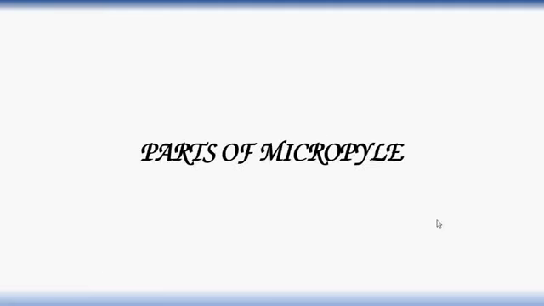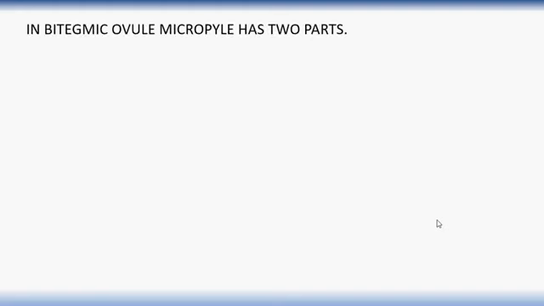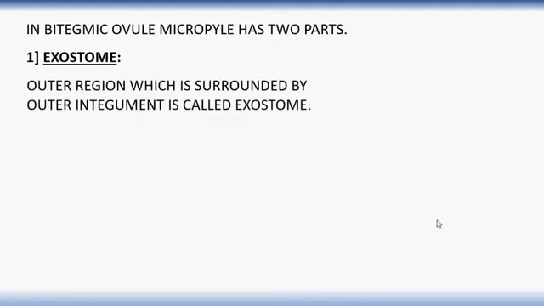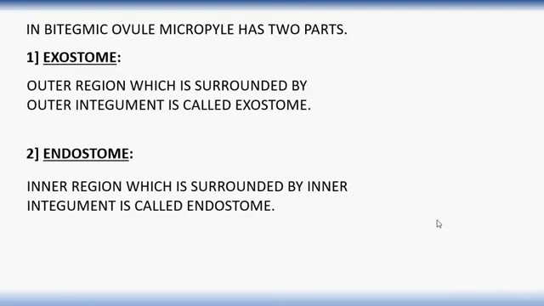Parts of micropyle. In a bitegmic ovule, micropyle has two parts. One, exostome: the outer region which is surrounded by the outer integument is called exostome. Endostome, the second part: the inner region which is surrounded by the inner integument is called endostome.